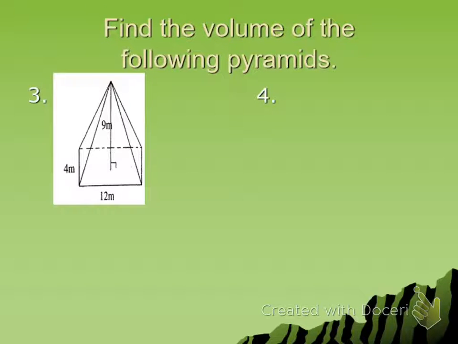Now on 3, 4, 5, they are giving us diagrams instead of writing it out in words. So we have to identify what kind of base we have, the dimensions of the base, and also the height of the pyramid. We're still using the same formula. I'll write it up in the corner. Capital B times H divided by 3. On number 3, what shape does my base have? A rectangle. So to find the area, or capital B, what am I going to do?